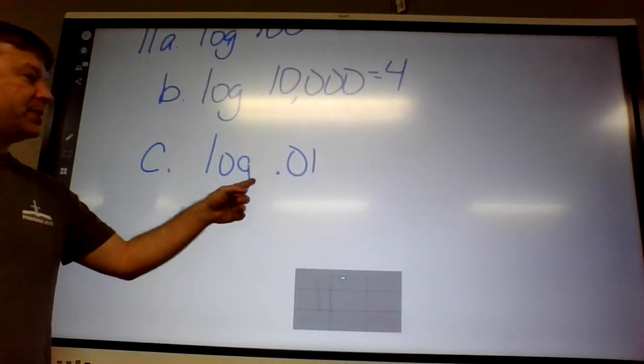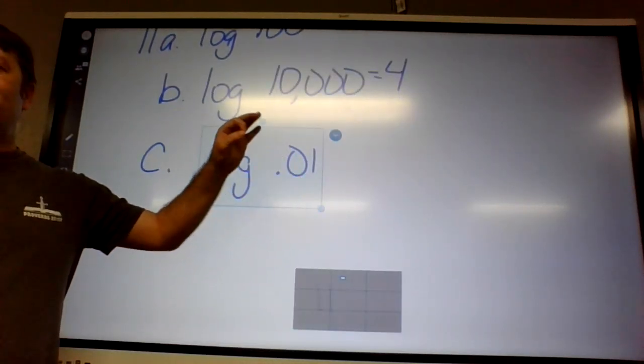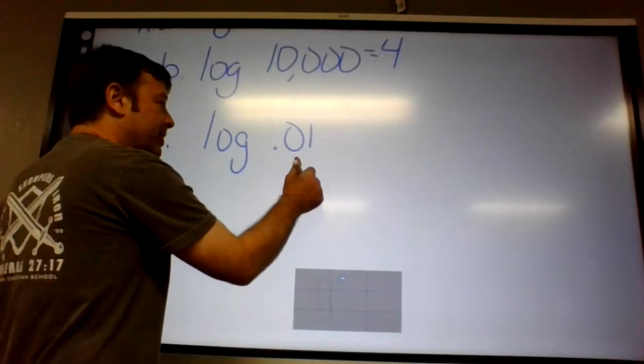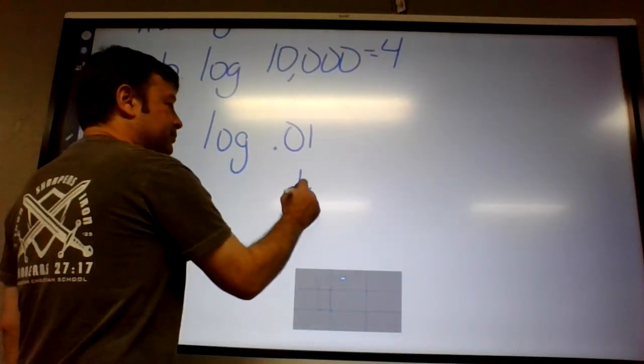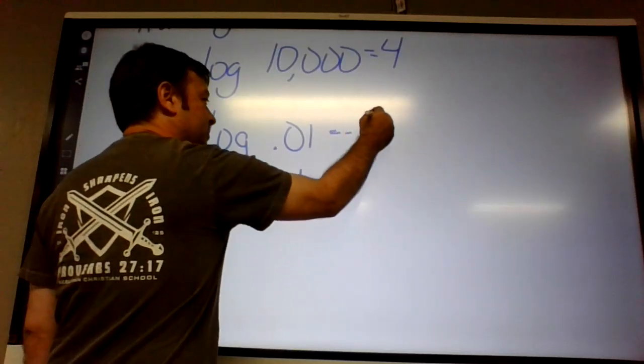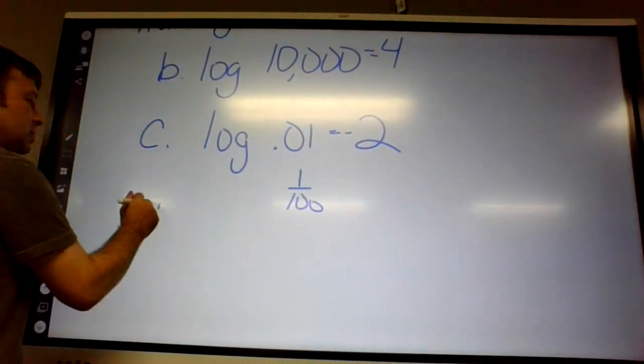This one is 10 to the what? How do you say 0.01 correctly? 10 to the negative 2. 1/100. Right. So instead of 10 to the second, this is 10 to the negative second. So this is negative 2.